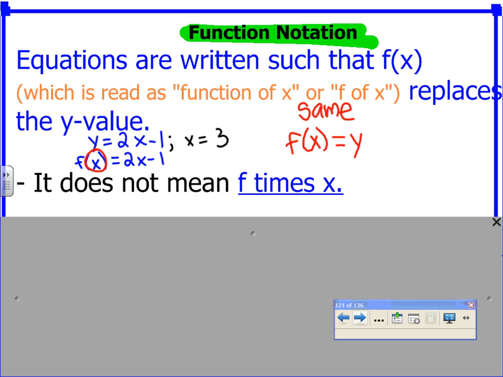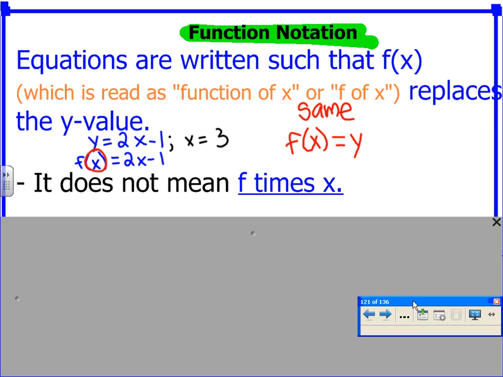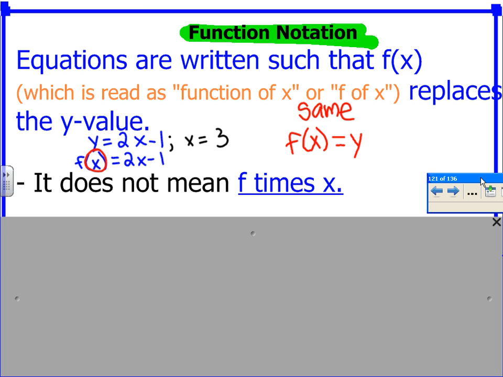Okay, the second bullet point that you need to fill in says it does not mean f times x. You've learned so much in pre-algebra, even in this course, that when you see parentheses and something in front of it or next to it, it means multiply. Function notation does not mean that. F of x is the same thing as y, and you'll hear Miss Wingrove and I keep saying that.